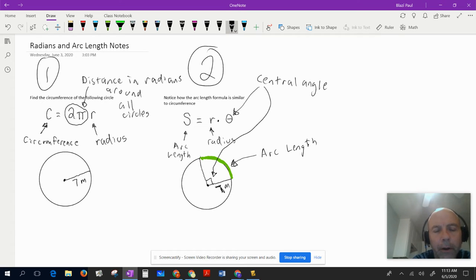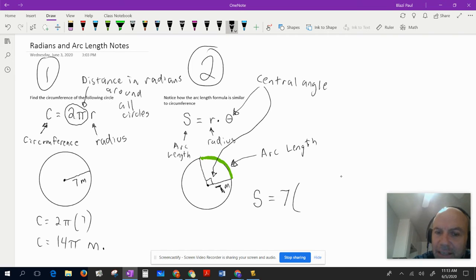Okay. All right. So let's go ahead and find the circumference here. So circumference equals 2 times pi times the radius. So circumference equals 14 pi meters. Okay. That's the circumference around the entire circle. Now for this one, we're going for the arc length. Arc length, S, equals the radius, which is 7. They're the same exact size circles, right? With 7-meter radiuses. 7 times, now what's my central angle?